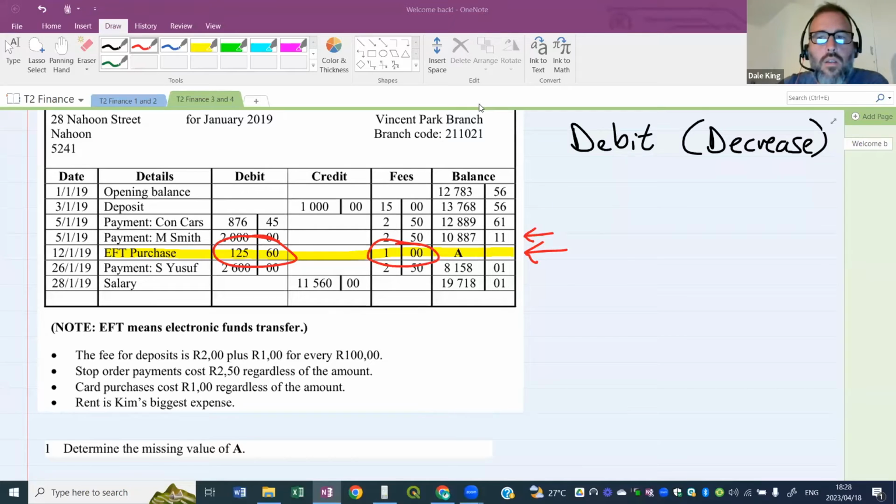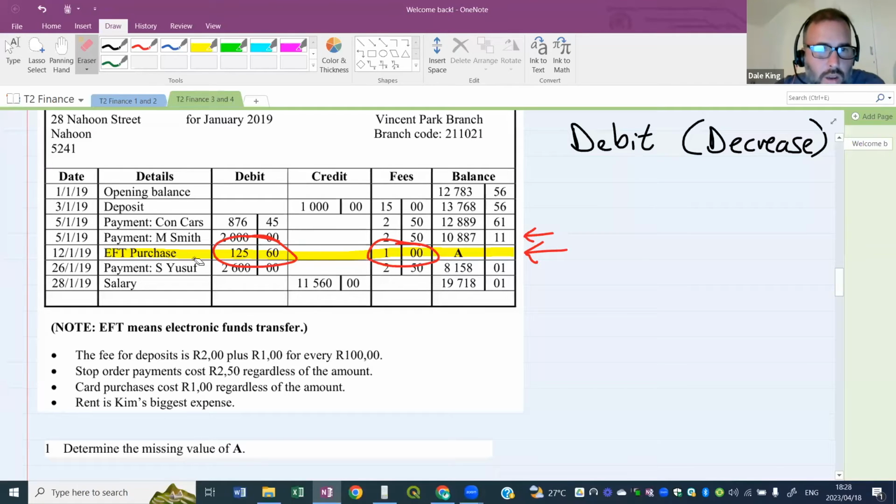The question. Okay, it says determine the missing value A. Because A here at the end is in the balance column, we need to write the new balance after this transaction has happened. In the row above, which says Mrs. M. Smith, we got a total in the balance column. It says 10,887.11. So that's the balance in the statement as it stands.